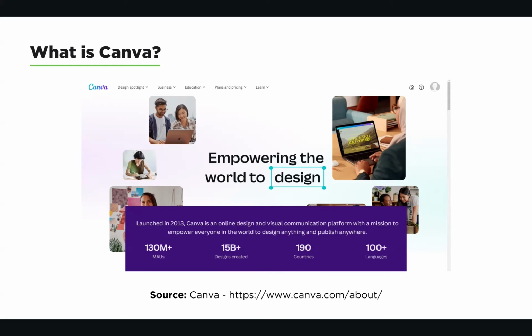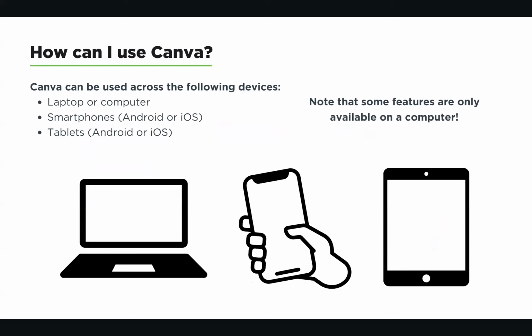So, how exactly can you use Canva? As I mentioned, there is a website option. There's a desktop browser editor, if you will, that you can access by going to canva.com. Then there's also an app for smartphones. So if you have an iPhone, you can use the Canva app on your phone. And there's also an app for tablets, both Android and iPads.